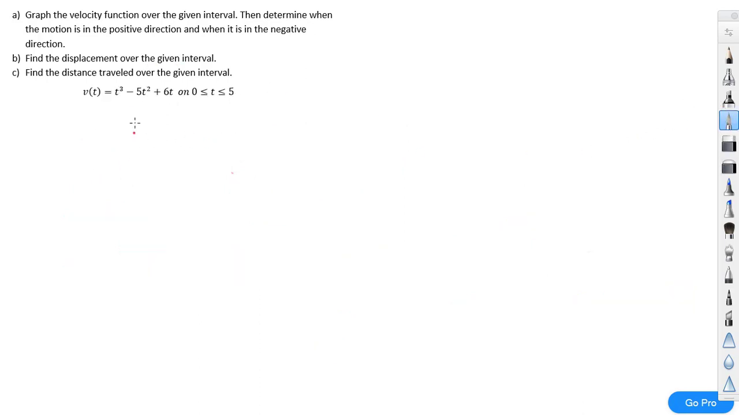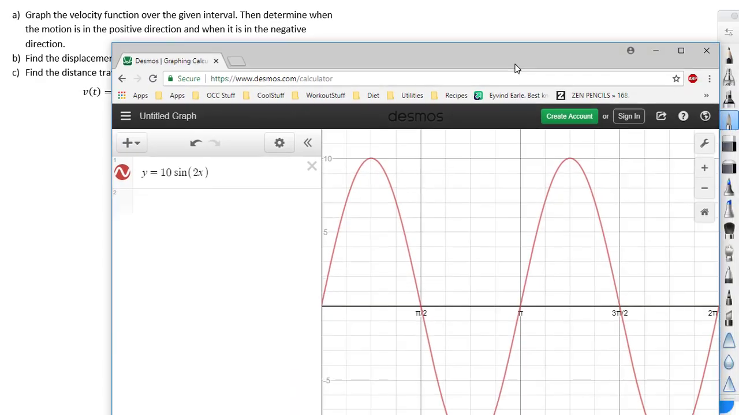Alright, so now we are going to look at doing the exact same thing, only now we're going to look at the function v of t equals t to the third minus 4t squared plus 6t. So again, the first step is I want to graph this and figure out where it's positive and negative. So I'm just going to go ahead and pull that awesome graphing utility Desmos back over here.